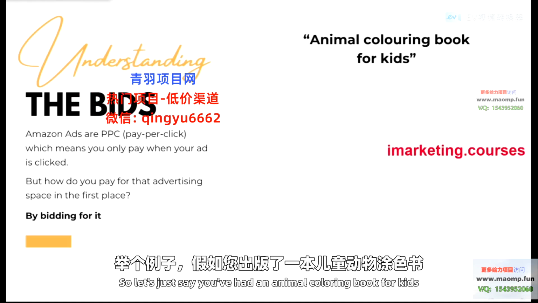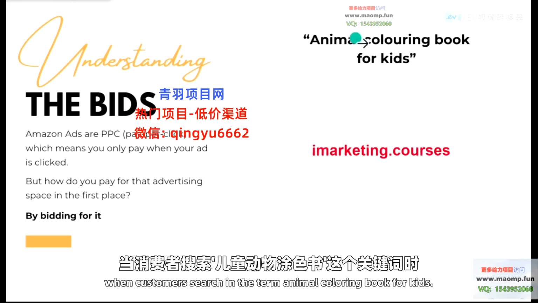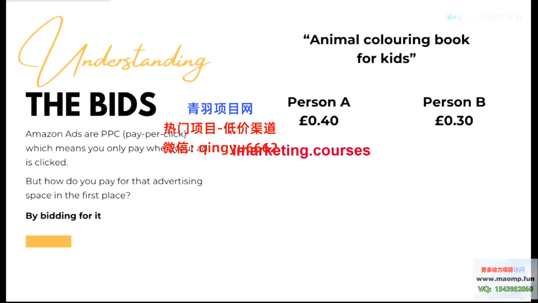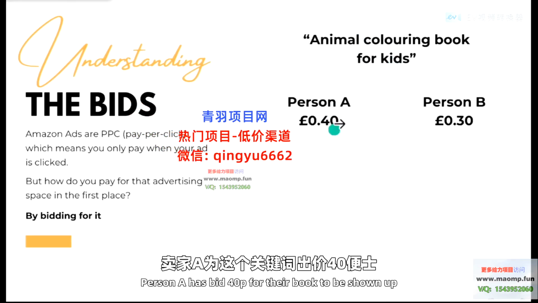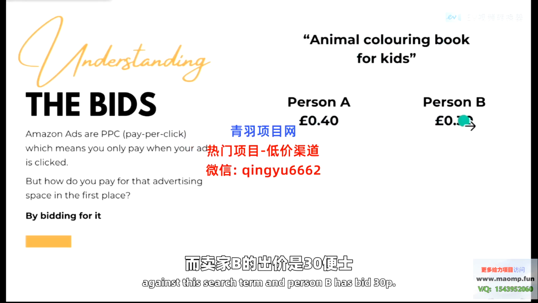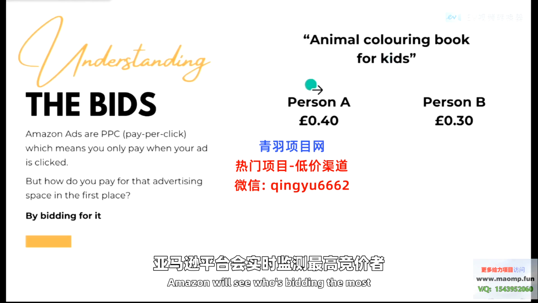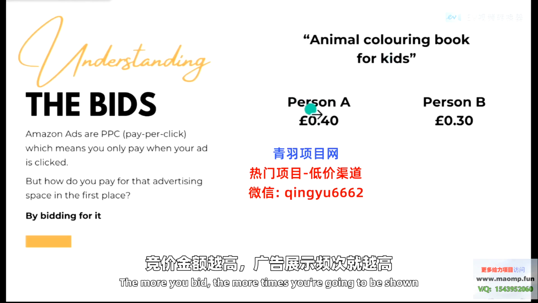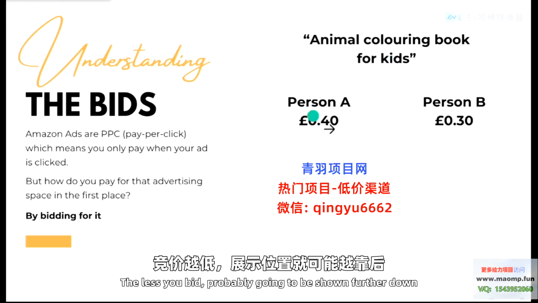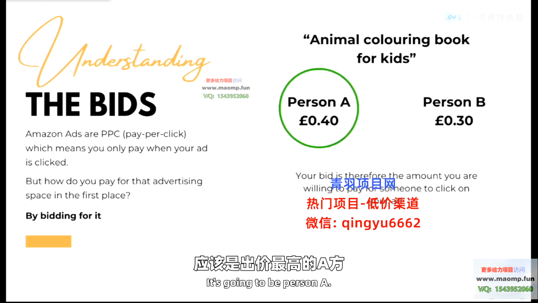So let's just say you had an animal coloring book for kids and you wanted to have your book shown up when customers search the term animal coloring book for kids. Really, really relevant, and I imagine you would want your book to show up for this. So you've got 2 different people. Person A has bid 40p for their book to be shown against this search term, and person B has bid 30p. So whenever a customer searches animal coloring book for kids, Amazon will see who's bidding the most, and that person will be shown. The more you bid, the more times you're going to be shown, and the higher up the search results you're going to be shown. The less you bid, you're probably going to be shown further down in the search results or not shown at all. So who's going to win this bid? It's going to be person A.